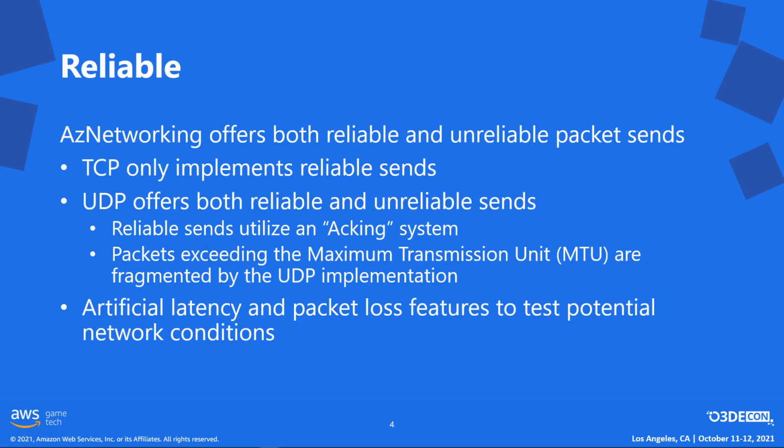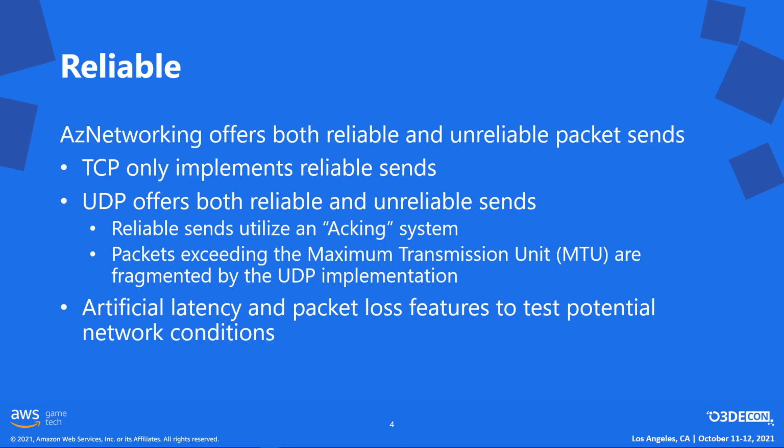Moving on, let's talk about reliability. AZ networking provides standard options for sending data reliably over a socket. First is a TCP implementation, which is reliable by default. TCP is very feature-rich, but doesn't offer control over its congestion avoidance and reliability. Fortunately, a UDP implementation is also provided.